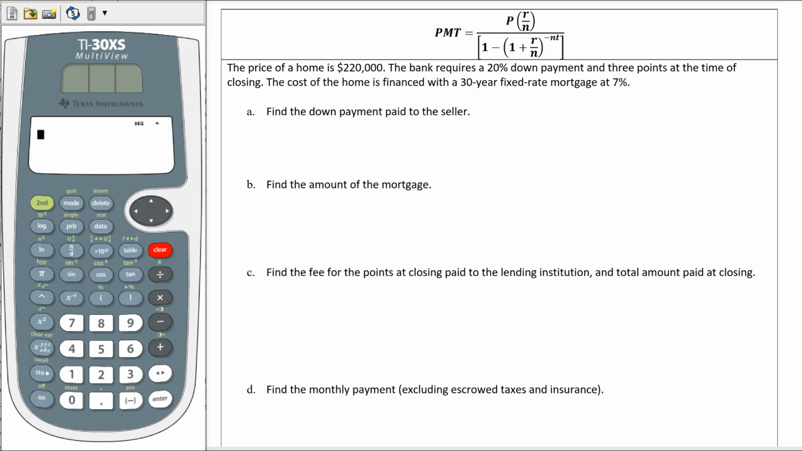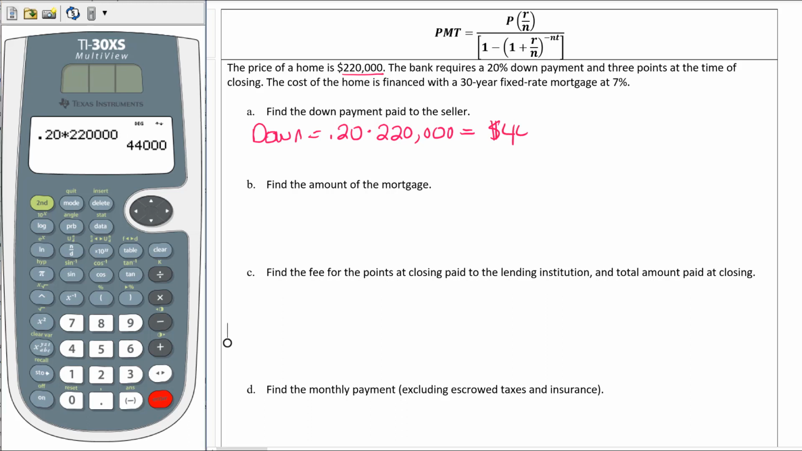So before I can even decide what the value of my loan is going to be, I have to figure out what the down payment is going to be. So my down payment is 20%, so that's 0.2, times my 220,000. So I'm going to type that in my calculator. 0.20 times 220,000. And that turns out to be $44,000. So you're going to need to save up $44,000 so that you can buy this home.